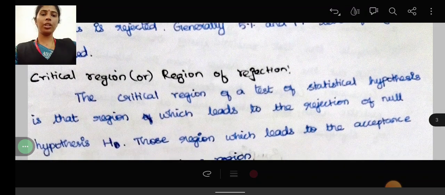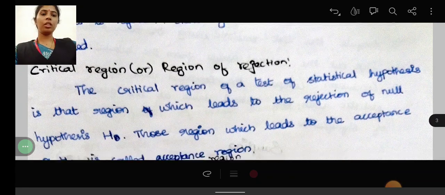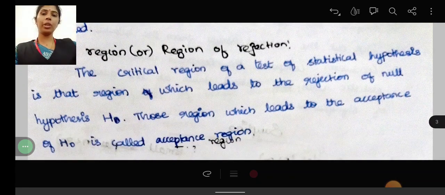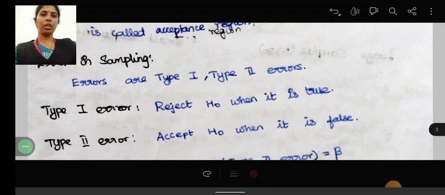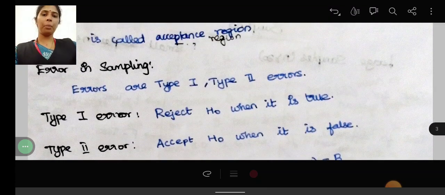Next is critical region or region of rejection. This region of rejection is the region where the null hypothesis will be rejected. Then the region which leads to the acceptance of null hypothesis is called acceptance region. The next is error in sampling. Basically, when we take any data, it's a human tendency to make error.